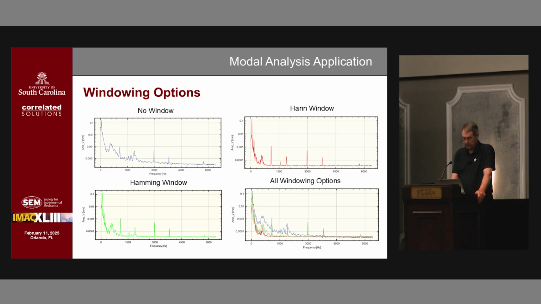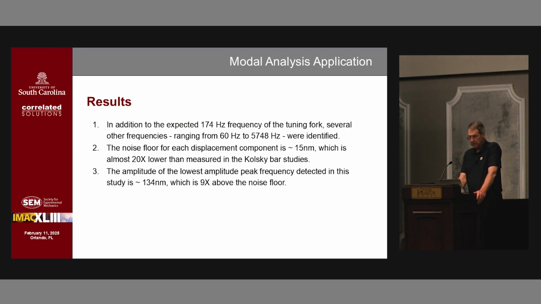From these, we can extract peaks, and from those we can find the operating deflection shapes associated with them. In this case, we found several frequencies ranging from 60 to almost 5,800 hertz. We found the 174 also. The important part for me, which I wanted to show, was the noise floor was 15 nanometers. That is 20 times better because of the averaging made possible by the sinusoidal vibrations you're seeing, which extracts improved accuracy in each displacement. And that's the important part.